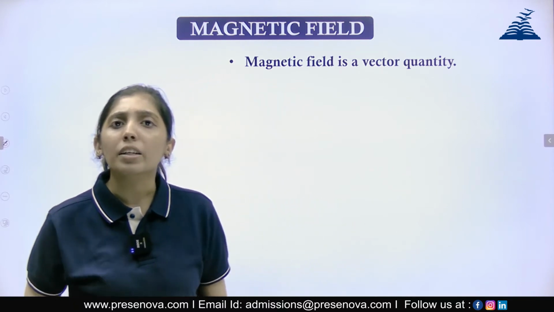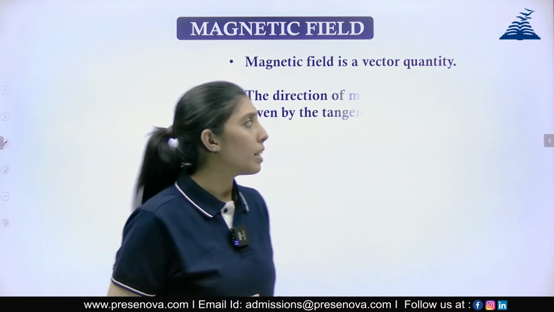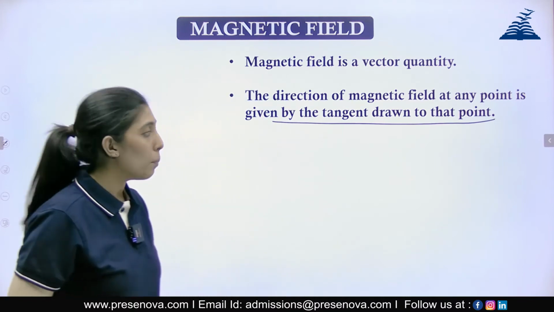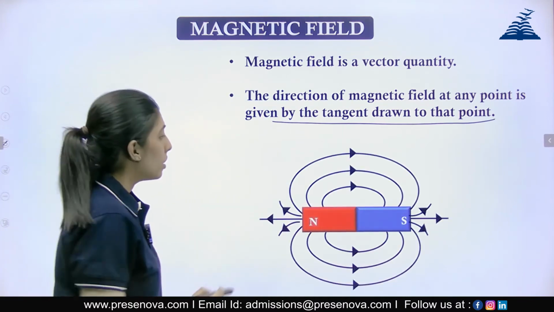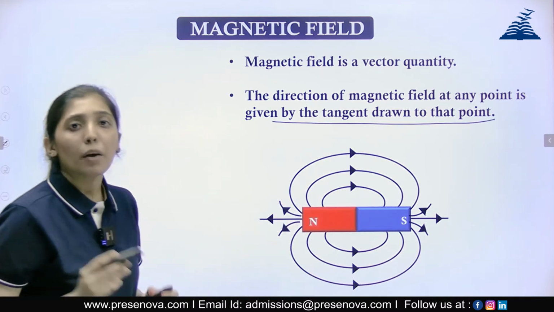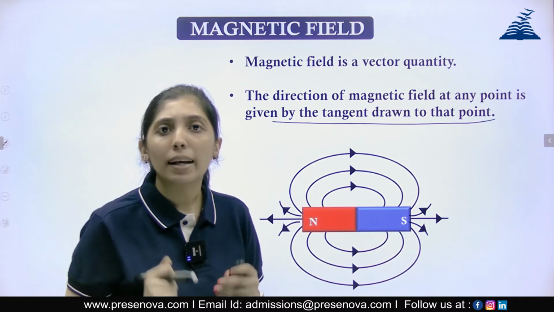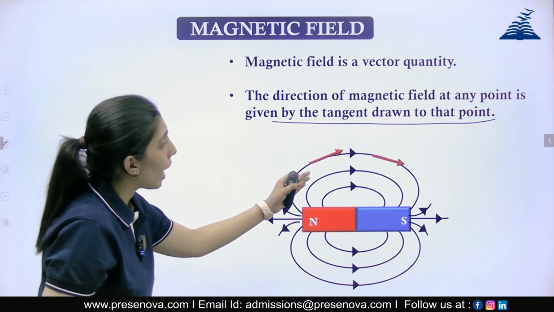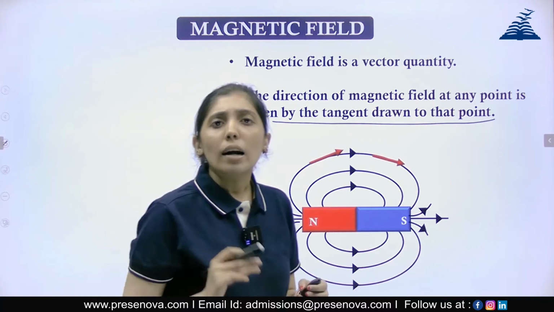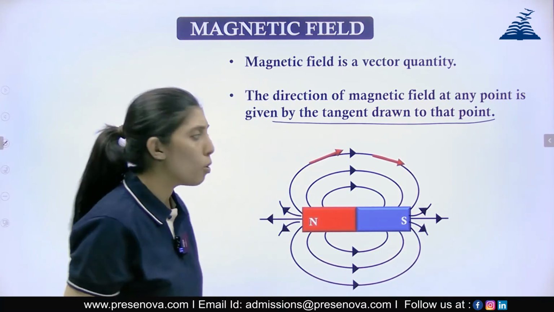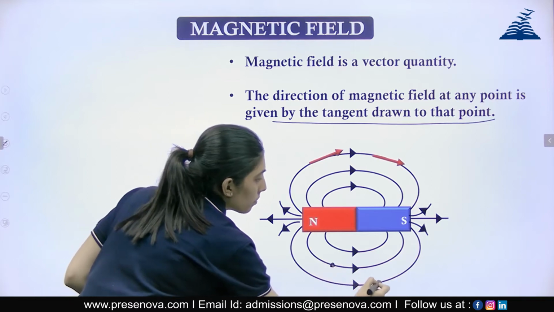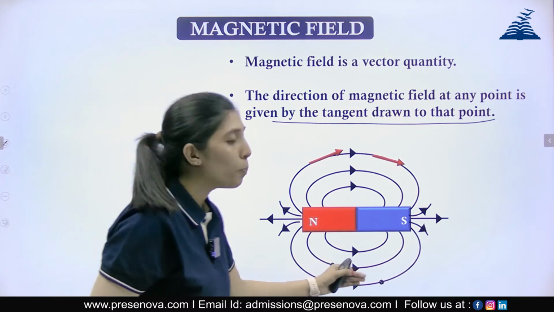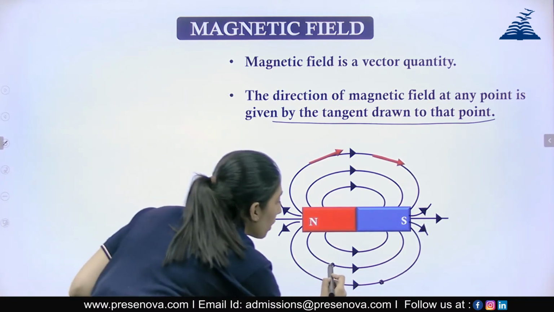And what about the direction of the magnetic field? It is given by the tangent drawn to that point. For example, when I consider a bar magnet, the field lines around it. If I have to know the direction of magnetic field at any point here around the magnet, it is given by the tangent drawn to that point. To understand better, let's consider two more points. So, the direction of magnetic field at these 2 points is given by the tangent drawn at that point.